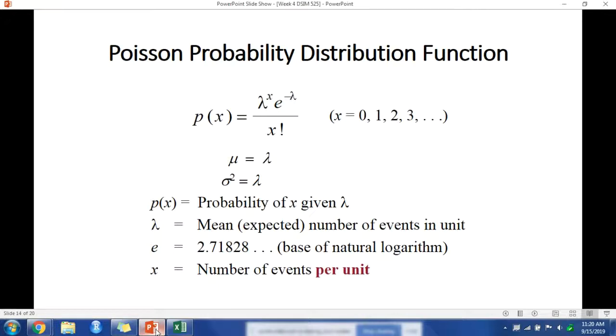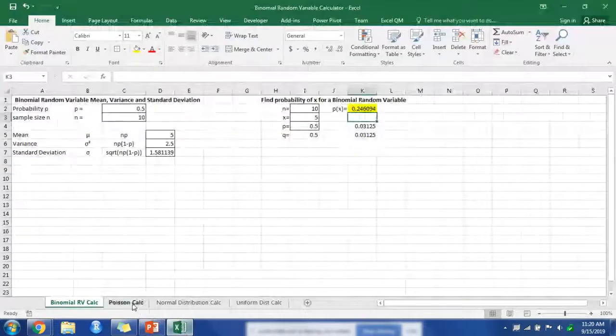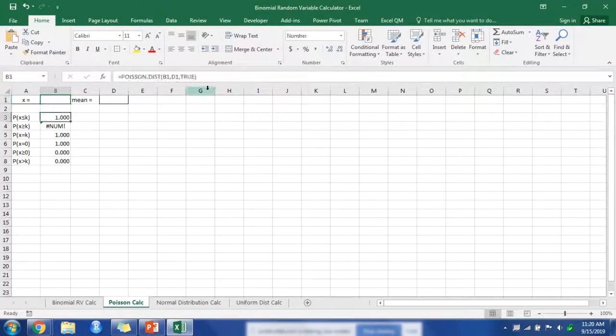This is the formula to calculate the Poisson probability distribution. I've created another calculator because there is a formula built into Excel that will allow you to calculate that. So if we are looking at the probability of X, and we have a mean of 5.4, we can calculate all of our probabilities. Probability of X less than or equal to 5, 0.546. Probability of X greater than or equal to 5, 0.627. And this is all based on the Poisson distribution.